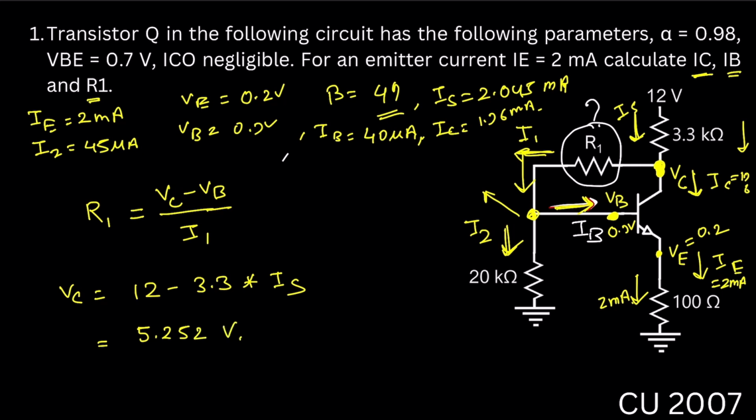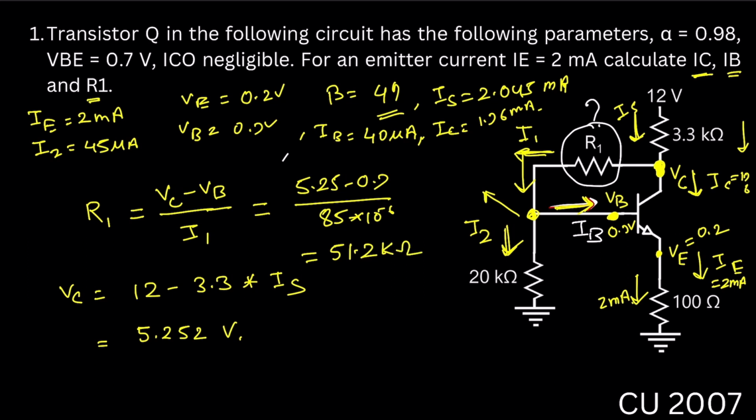Now just put the value of Vc in this particular equation. Then we will get (5.252 minus 0.9) divided by 85 microampere. Then we will get the value of R1 will be 51.2 kilo ohm.